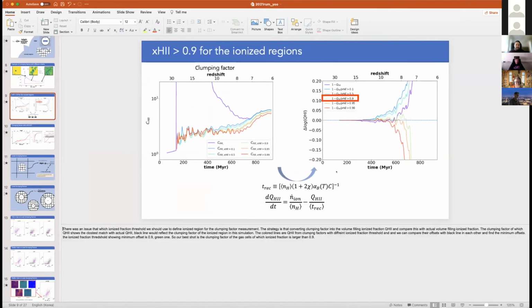Yes, that's a very good question. Actually, this clumping factor considers a constant temperature of like 20,000 kelvins, so the recombination rate coefficient is assumed to be constant. But when I compare this with the actual one, I consider the different temperatures of the gas cells. In that case, the definition of clumping factors and recombination timescale would be slightly changed. So I want to say that I consider the different temperature of the IGM for this comparison.